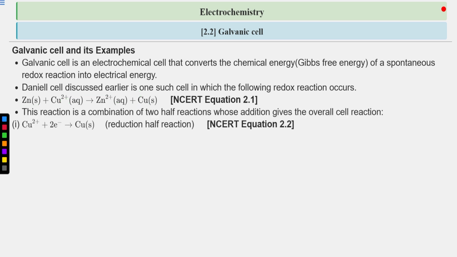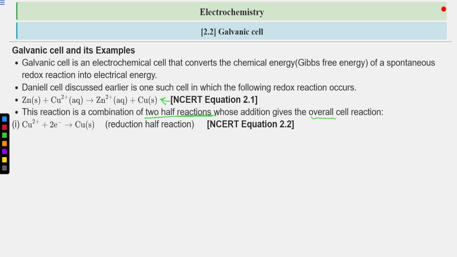Now, this reaction is a combination of two half reactions whose addition gives the overall cell reaction, which is this. This is a redox reaction, as I just described, where both the oxidation and reduction processes are happening simultaneously. So this reaction will be the combination of two half reactions, one for the oxidation and another for the reduction.